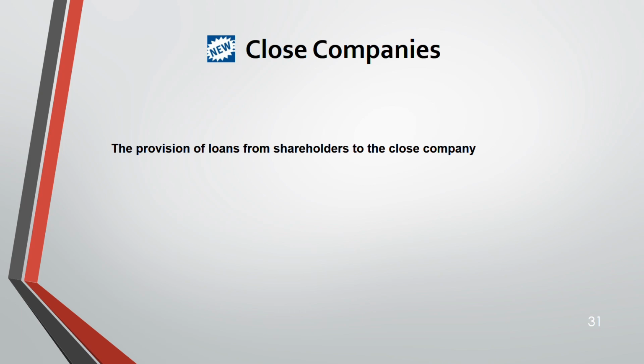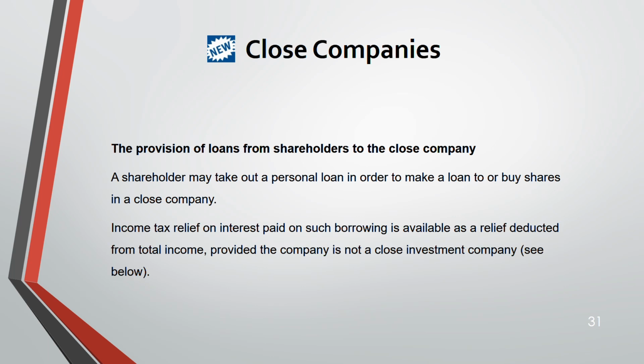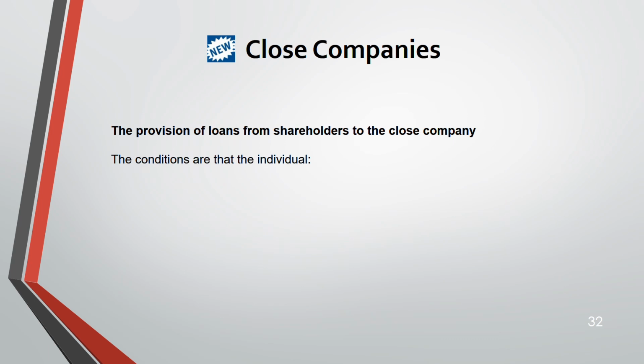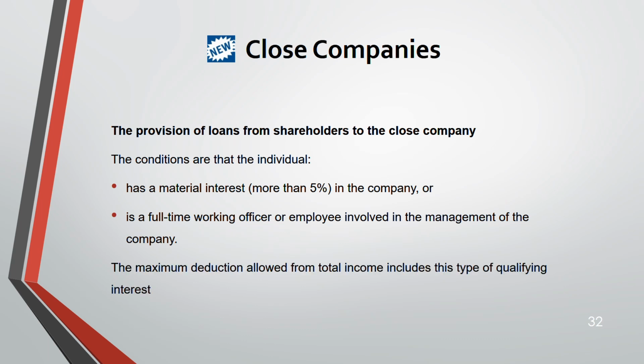The next, provision of loan from shareholders to closed company. So a shareholder may take out a personal loan in order to make a loan to or buy shares in a closed company. Income tax relief on interest paid on such borrowing is available as a relief deducted from total income, provided the company is not a closed investment company. You have to see below. Now, the conditions are that the individual has a material interest of more than 5%, or is a full-time officer or an employee involved in the management of the company. The maximum deduction allowed from total income includes this type of qualifying interest.